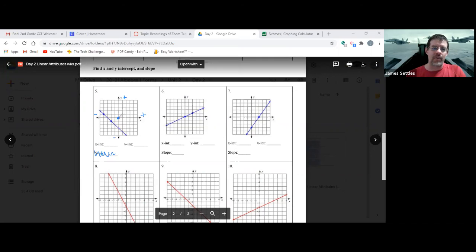So right here, if I wanted to find the x-intercept, from 0 I would go over -1, -2, -3. So the x-intercept is -3. And then to find the y-intercept, from 0 I go -1, -2, -3. So that's also -3. And that's all you're going to do. So these questions should really fly by.